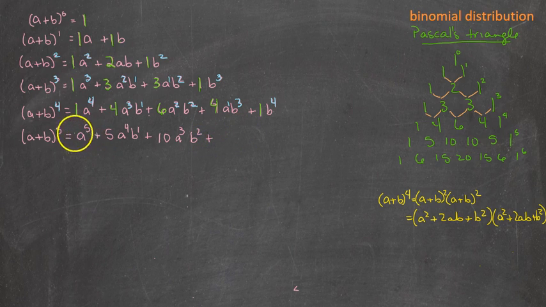Plus, let's see, 1, 5, 10. I need another 10. A decreases by 1. B increases by 1. Next is a 5. A decreases by 1. I'm not going to write the 1. And B increases by 1. Plus the last coefficient is 1. A is now to the 0 power, so I'm not going to write it. B to the 5th power.